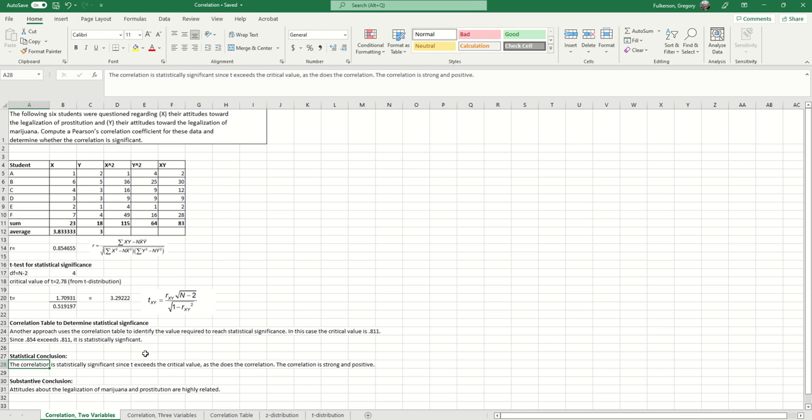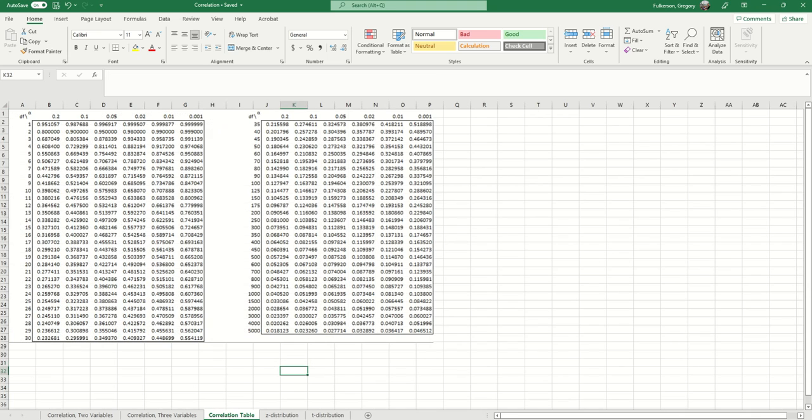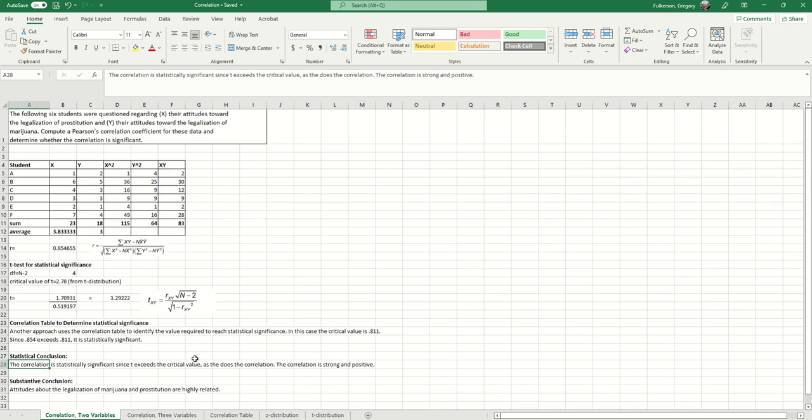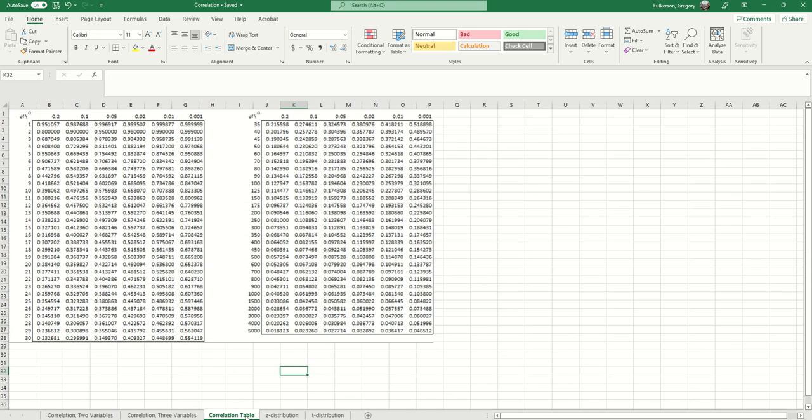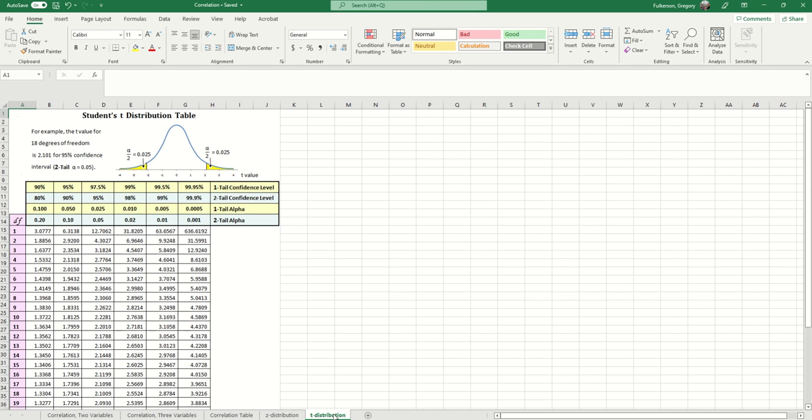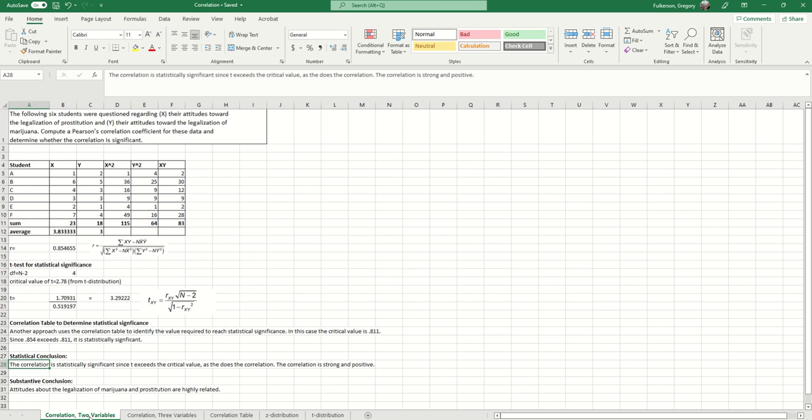Correlation is significant since t exceeds the critical value. You can also look at the correlation table at 4 degrees of freedom. At the 0.05 level, that's a 0.81 cutoff, and we hit 0.85, so we are above that value. So it's just another way of assessing significance, using the correlation table, which allows you to bypass calculating t. But t gives you a more precise significance test.